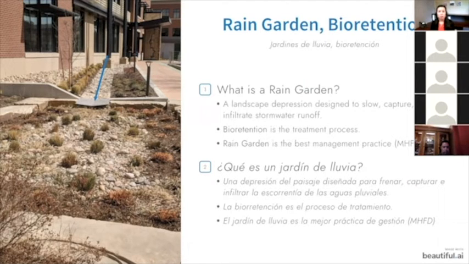So rain gardens are a depression that is being used to slow, capture, and infiltrate the stormwater runoff. Another term that you might be hearing is bioretention, and that is the type of treatment process, while rain gardens are the best management practice.